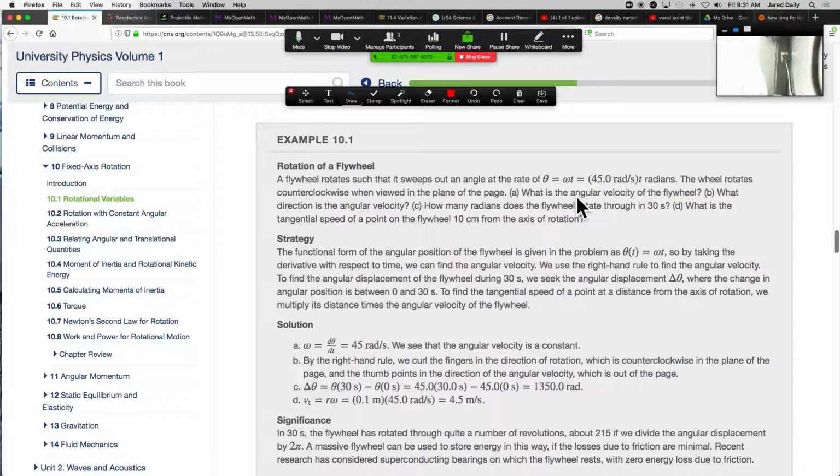I guess that's why they wrote it that way, so that they would give you this clue that theta equals omega times t, so that you could actually calculate theta for part C. That's fine. So you just take the omega that they've given, multiply it by the time in seconds, which is 30 seconds, and you will get the amount of angle that it goes through, which happens to be 1350 radians. And then to calculate the tangential speed, remember that tangential speed is angular velocity times r. So you just multiply by the radius of the flywheel, which happens to be 10 centimeters, convert that into meters, and that's what they do in part D.